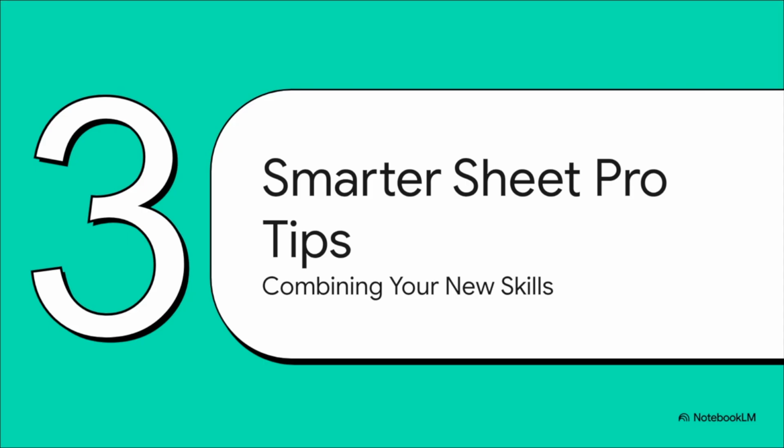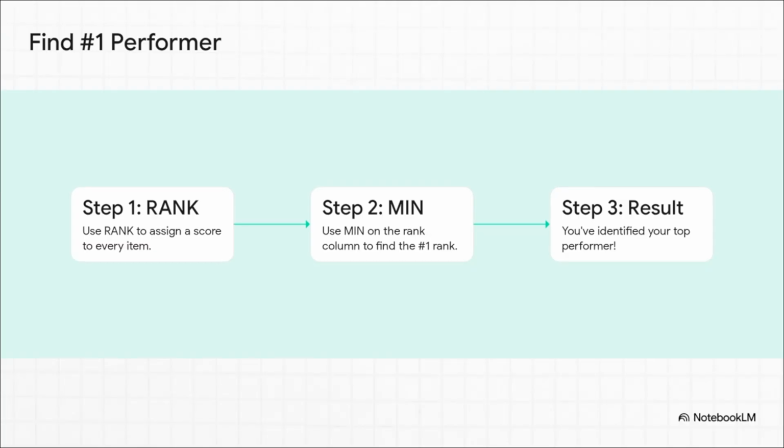So, we've got 5 awesome tools. But the real superpower, the thing that will make you a spreadsheet wizard, is when you start combining them to answer even bigger questions. So check this out. Let's say you want to find your number 1 performer. You could just use MAX on your sales column, or you could first use the RANK function to score every single item. Now your top performer is just the one with a rank of 1. By combining functions, you're actually creating new, smarter data to work with.